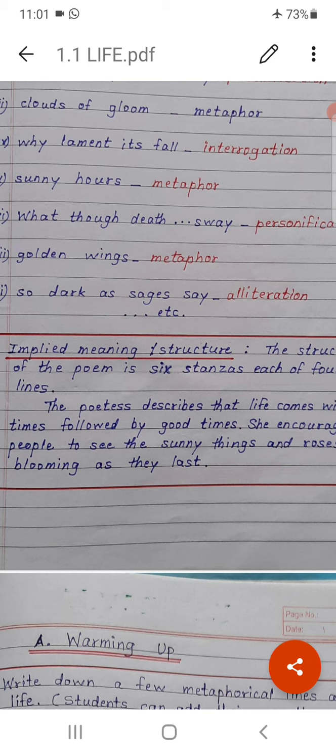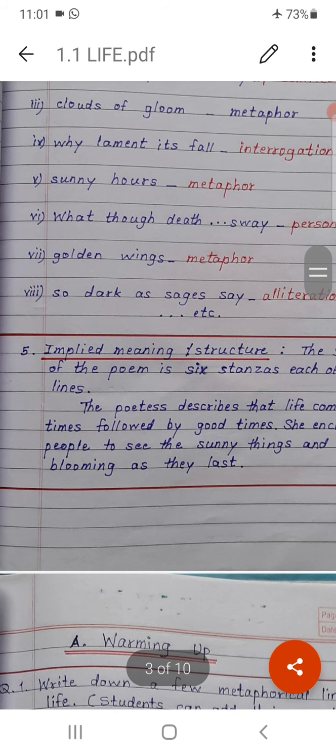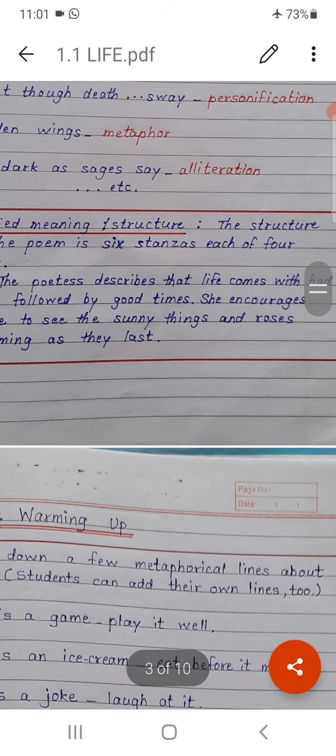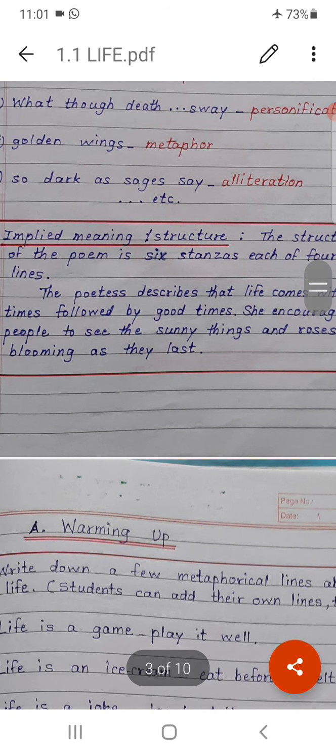Here alliteration figure of speech is applied, where the sound of the letter S is repeated for poetic effect. Next is implied meaning and structure of the poem. The structure of the poem is 6 stanzas, each of 4 lines. Every stanza contains 4 lines, and this way there are 6 stanzas overall.